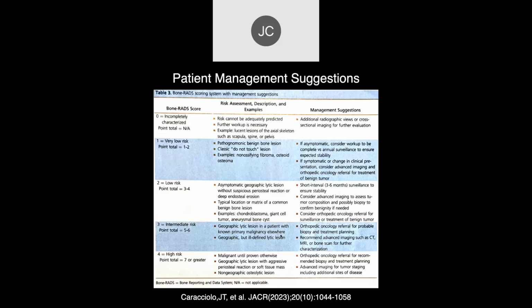Then there's the intermediate risk, 5 or 6, typically geographic lesions with a known malignancy elsewhere, or geographic lesions with ill-defined margins. And these need to be followed up by further imaging and possible referral to oncology and biopsy. And then there are the high-risk lesions, where you basically see a big mass blowing out the bone, extending into the soft tissues. There are a few of those lesions which we've seen in lectures which can be benign, but most of those are going to be malignant. And these need orthopedic referral and advanced imaging.